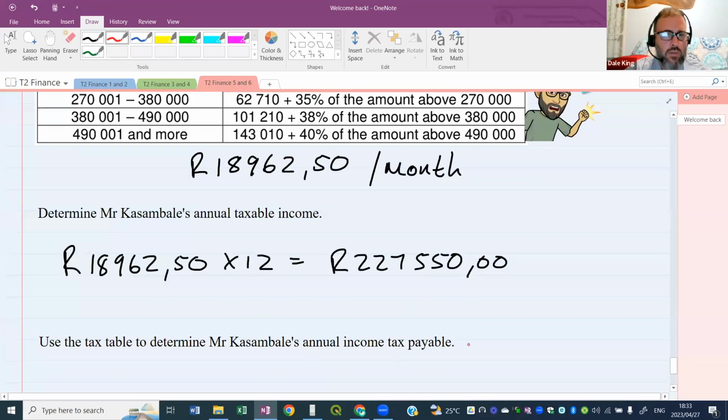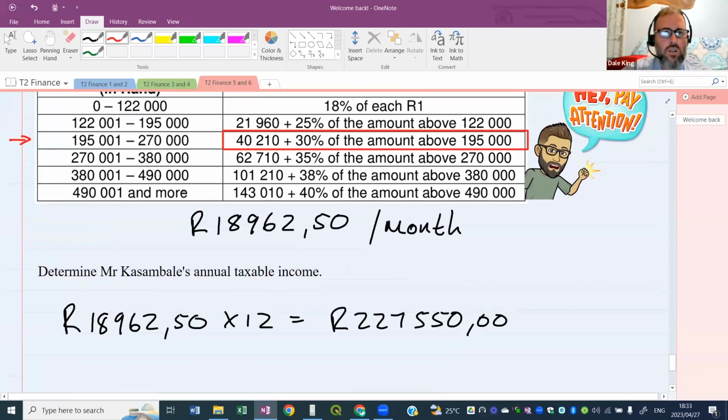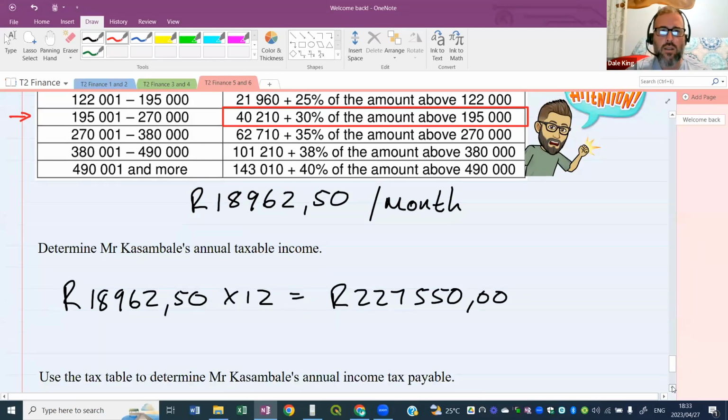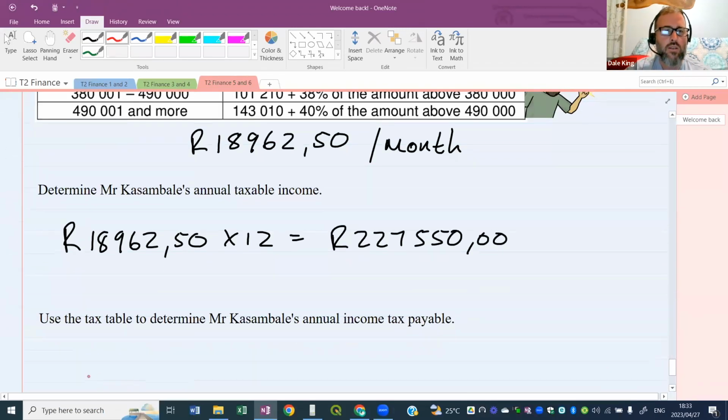Use the tax table to determine his annual income tax payable. Use the table to calculate how much tax he pays. The table says if he earns that much money, he's in interval 3. You have to use the highlighted row that I've highlighted there in red to work this out. I'm going to rewrite that in this question at the bottom over here, just so you guys can see it. Okay, so it says 40,210 rand. I'm going to rewrite it here.